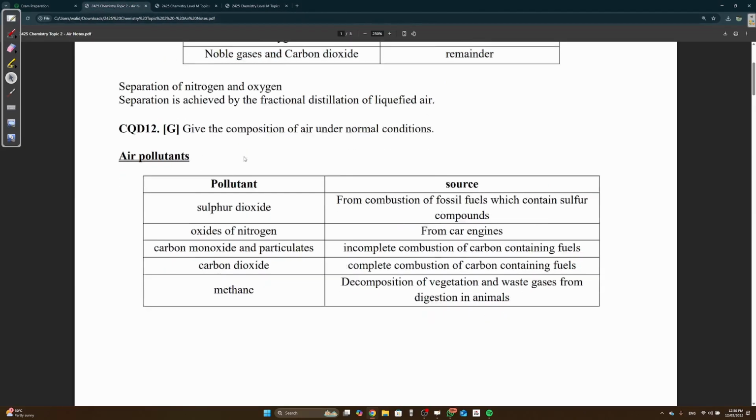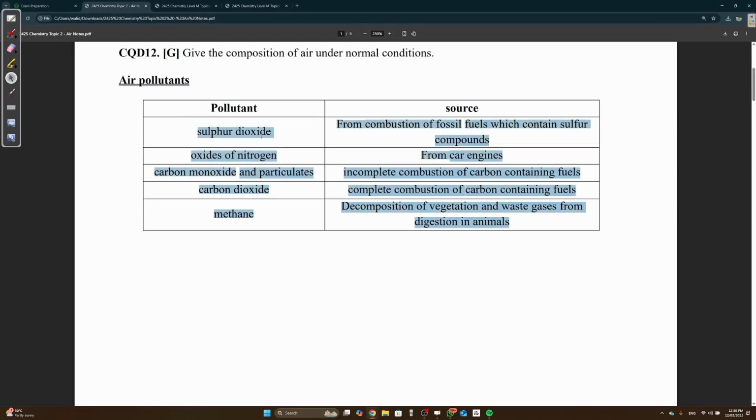Next: what are the pollutants? These pollutants, you need to memorize them, okay? Sulfur dioxide comes from the fuels which contain sulfur, right? It's matching. In the exam, it comes as matching. Oxides of nitrogen, obviously from car engines. Carbon monoxide and particles come from incomplete combustion.